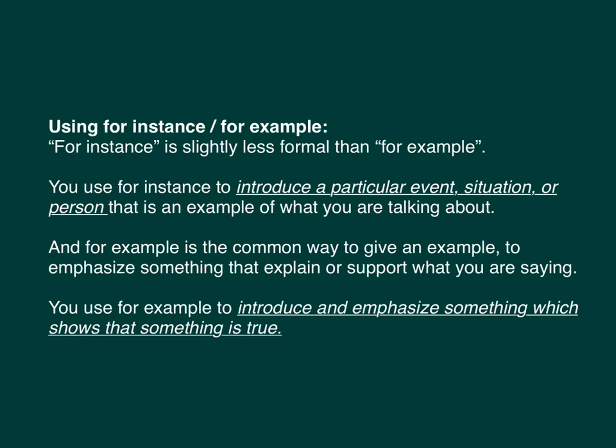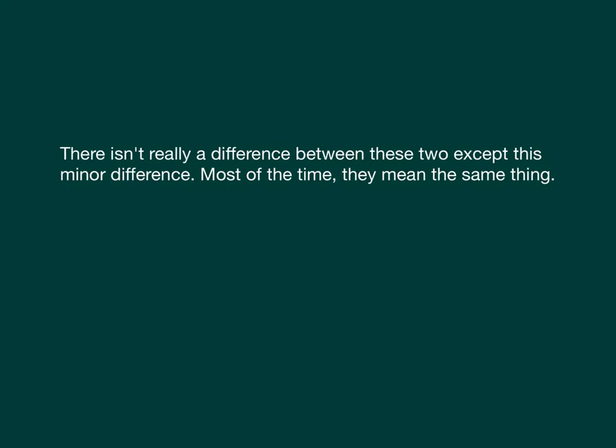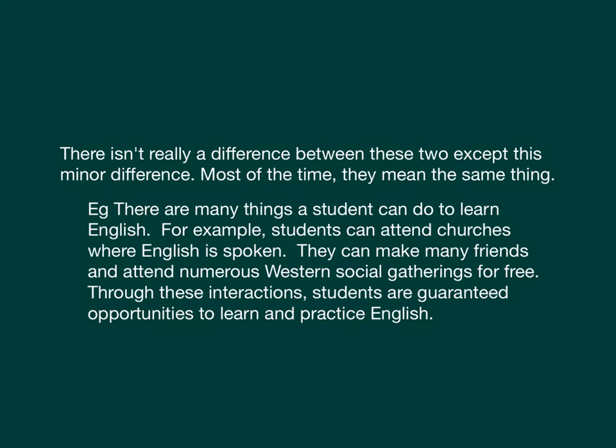Using for instance, for example. For instance is slightly less formal than for example. You use for instance to introduce a particular event, situation, or person that is an example of what you are talking about. And for example is the common way to give an example to emphasize something that explains or supports what you are saying. You use for example to introduce and emphasize something which shows that something is true. There isn't really a difference between the two though. Except for this minor difference, most of the time they mean the same thing. Just like the example below.